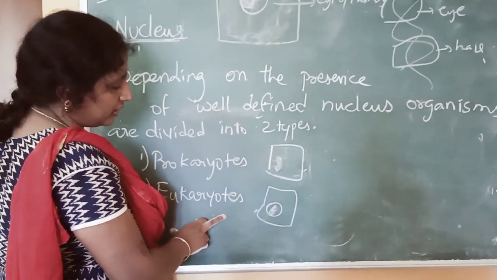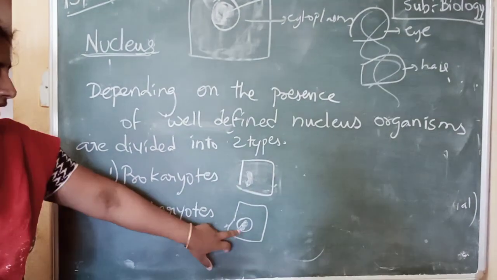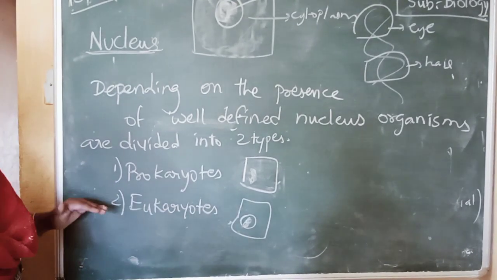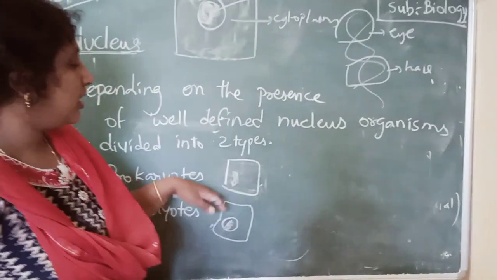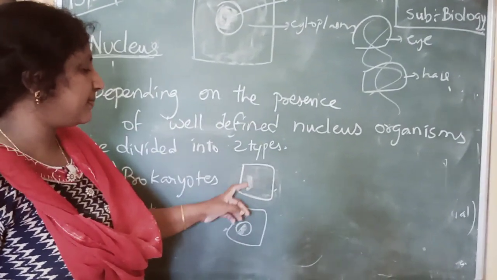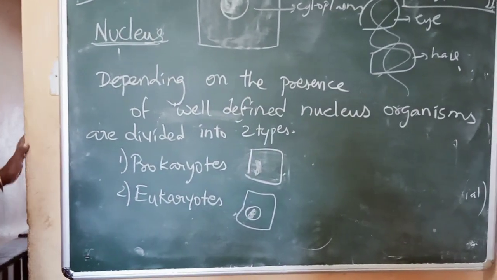But in eukaryotes you have a special well-organized nucleus. That's why, if a well-organized nucleus is present, those organisms are called eukaryotes. And if only simple genetic material is present, then those organisms are called prokaryotes.